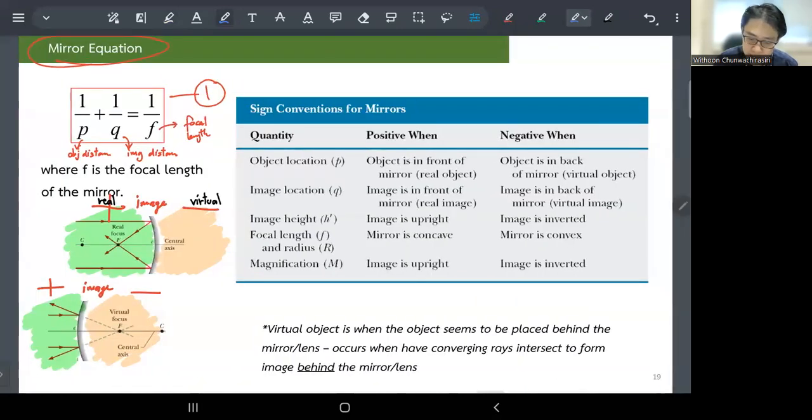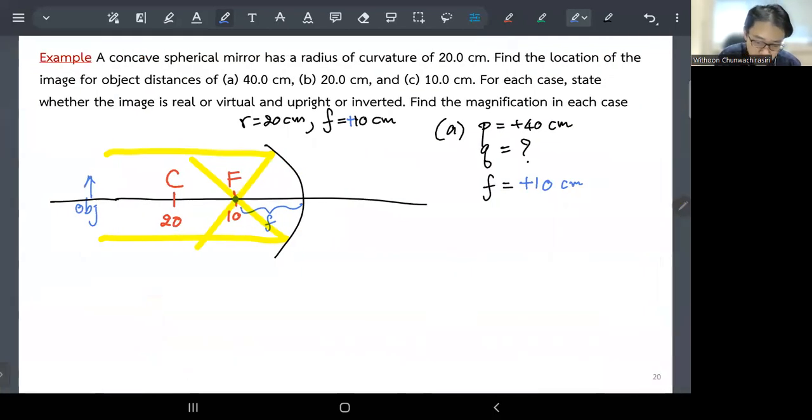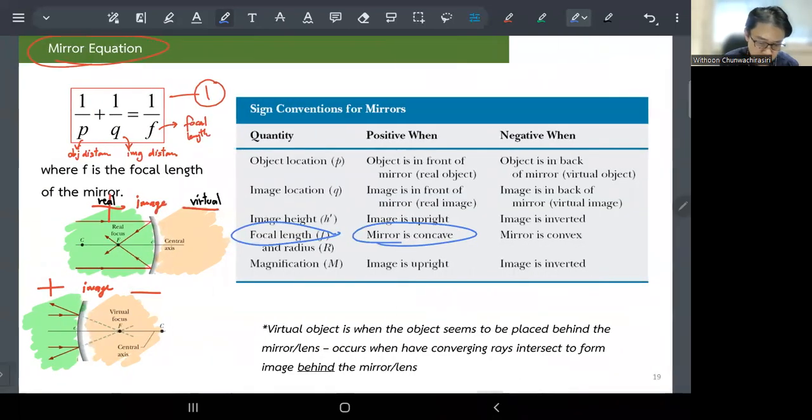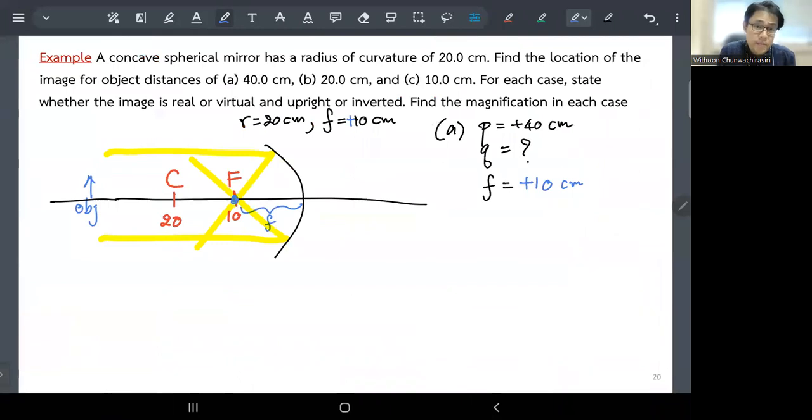So if you look back in this table, focal length is positive when the mirror is concave. But instead of memorizing this table, I'll just use a simple logic. The focal point is in the front of the concave mirror, and the front of the mirror is the positive side in image formation. So that's good. I'll take positive.